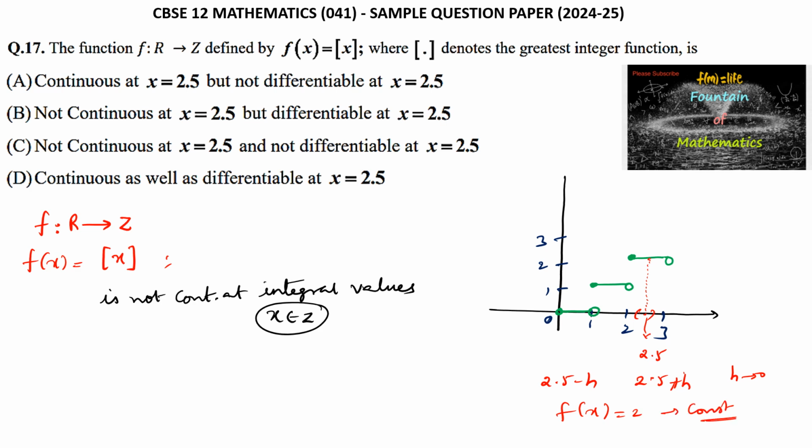So this graph is continuous in this neighborhood, and also the function is a straight line, and it is continuous and differentiable. So we can say that at x is equal to 2.5, this function f of x is equal to step x is continuous as well as differentiable. So we can go with option D.